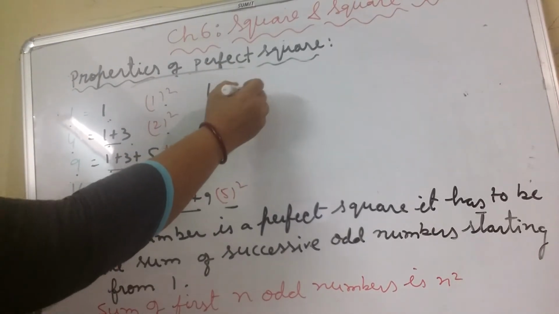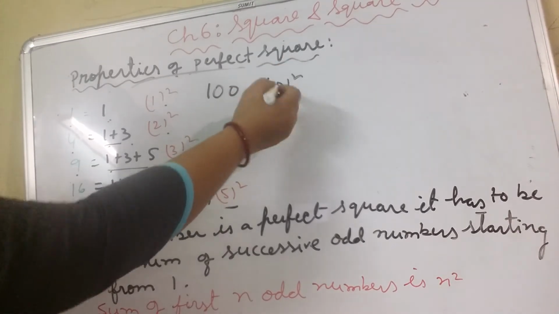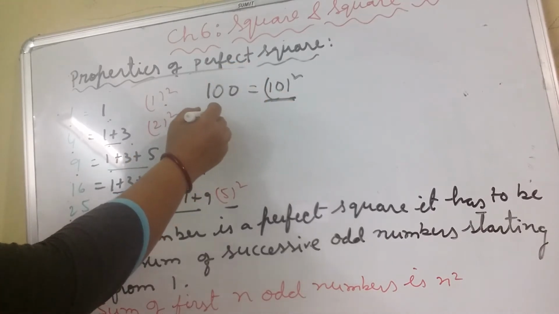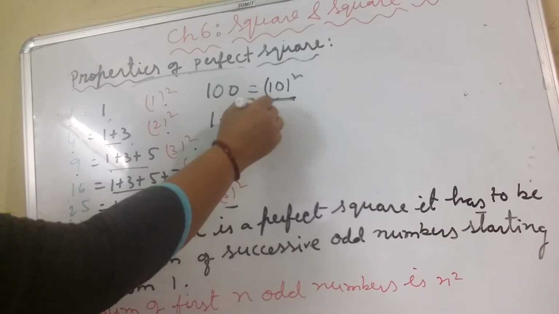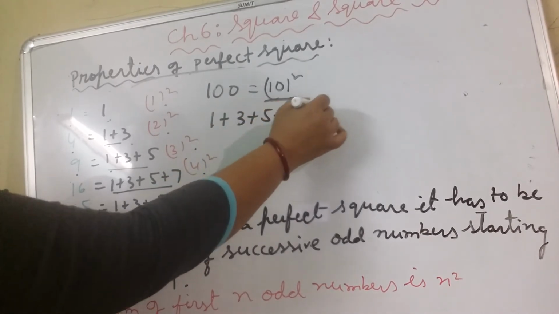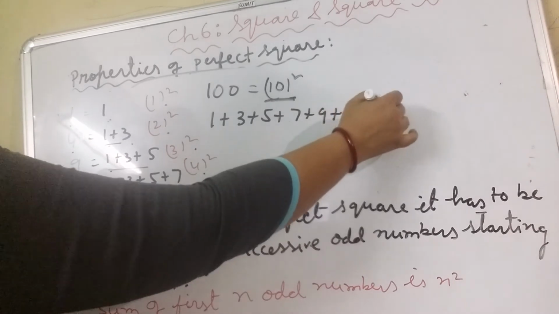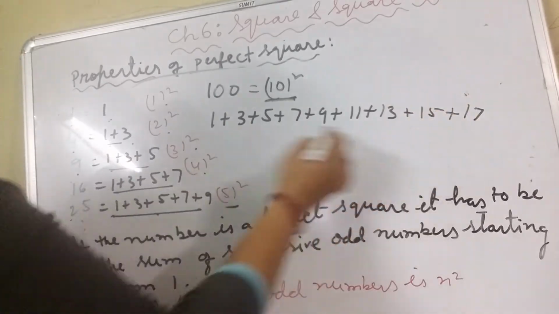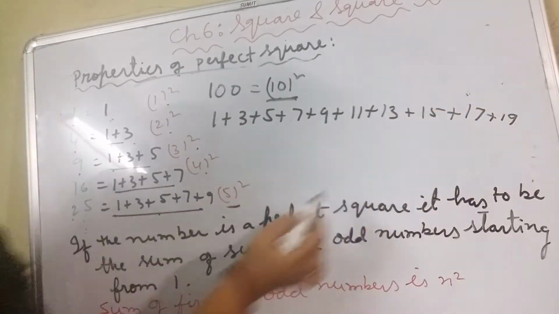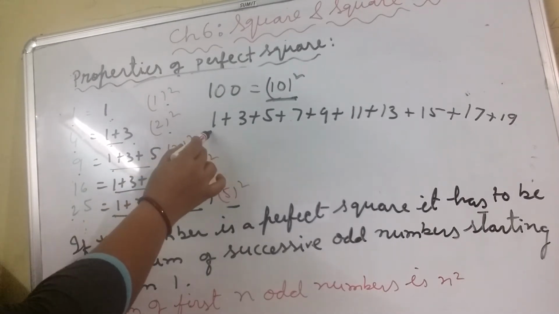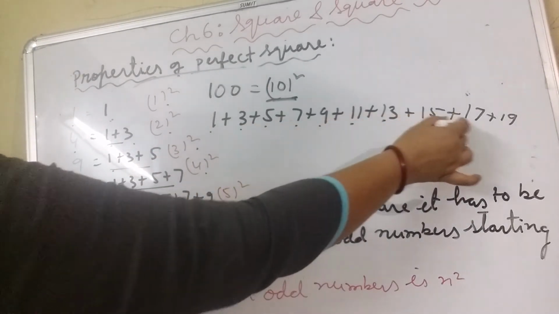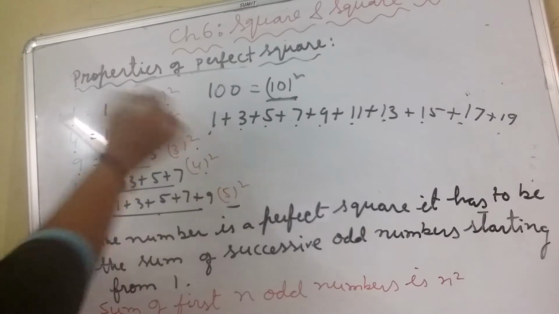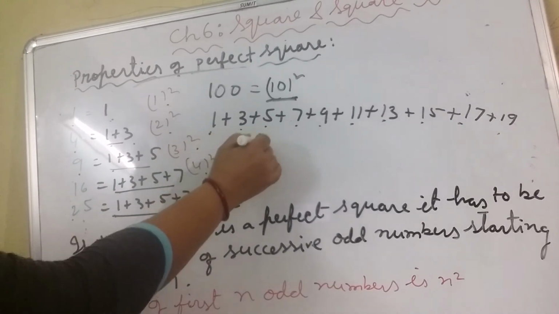Let's take 100. 100 is 10 square. So if I add 10 successive odd numbers, 1 plus 3 plus 5, then 7 plus 9 plus 11 plus 13, 15, 17 plus 19, this is 1, 2, 3, 4, 5, 6, 7, 8, 9, 10. I have written 10 successive odd numbers starting from 1, and if you add, you will get 100.